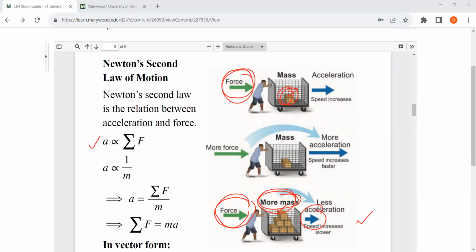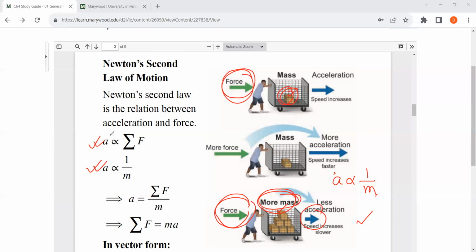So more force means more acceleration, more mass means less acceleration. That means acceleration is inversely proportional to mass. The more the mass, the less the acceleration; the less the mass, the more the acceleration. So this is the second relation. The first relation is acceleration is proportional to the net force. The second relation is acceleration is inversely proportional to the mass.